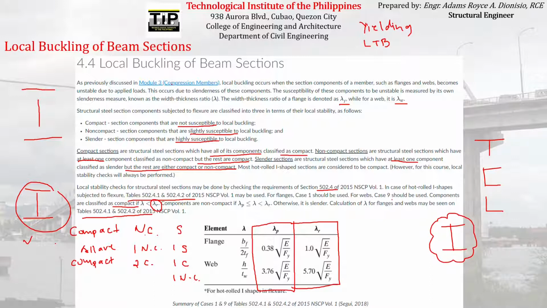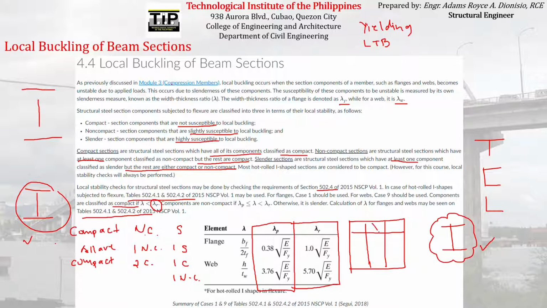That's why, just to relieve you from the stress of searching what particular case will be applicable for the specific section that we have here, we already extracted the particular case that will be used for checking the local stability of I sections or the section components of an I beam or I section. So similar to the compression member, if you will try to look on table 502.4.1 and point 2, you can see there a table like this, and then meron siyang mga column dyan.